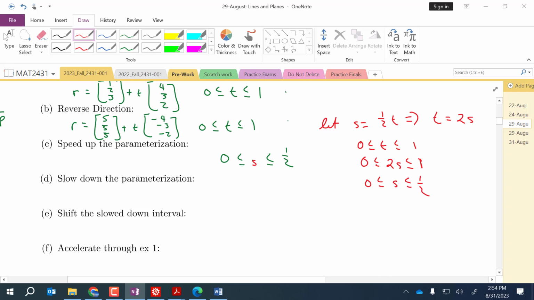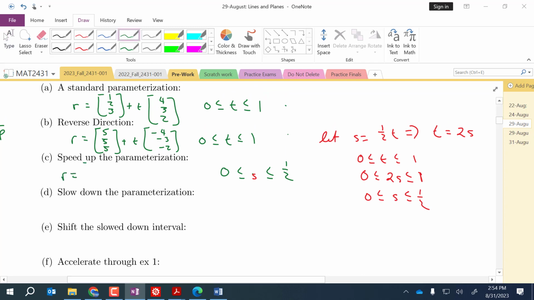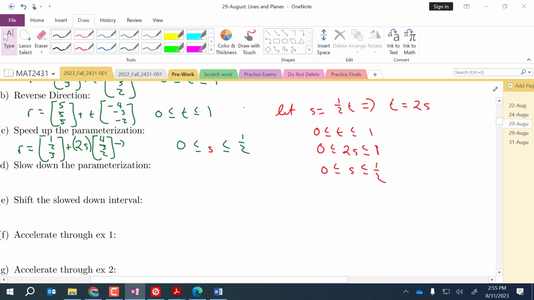Okay? So what we'll do then is we'll take our same very original parameterization here, r is equal to, it's going to start at 1, 2, 3, but it's going to trace out this amount. Okay? What do we say we're going to replace t with? 2s. Then, this scalar multiple, I'm going to go ahead and distribute it into the vector. I'm going to bring it into the vector. I'm going to scalar multiply it. Okay. And if I do so, running out of room here.